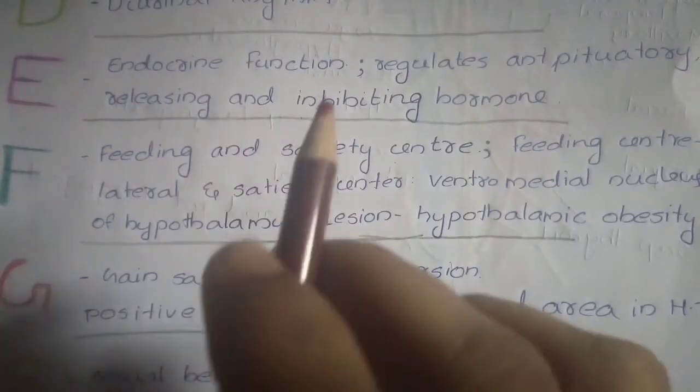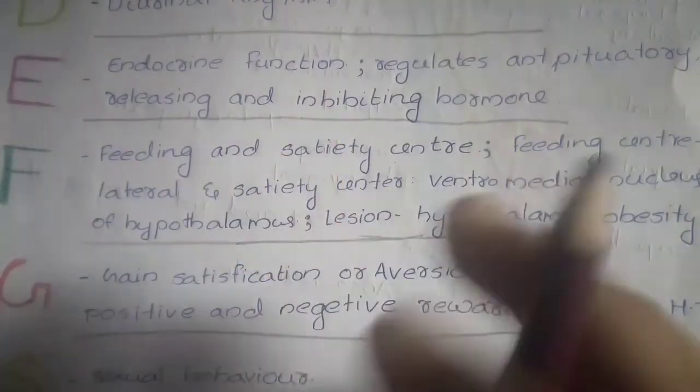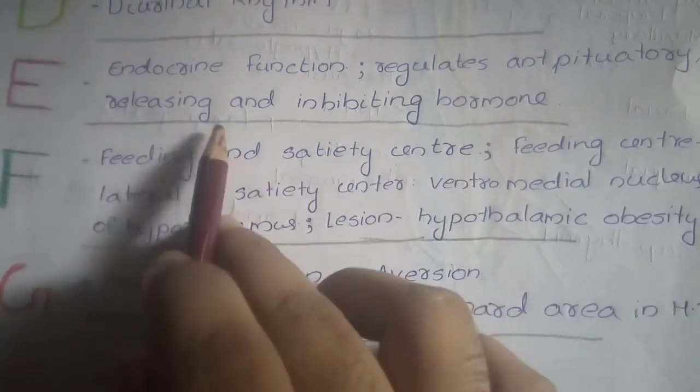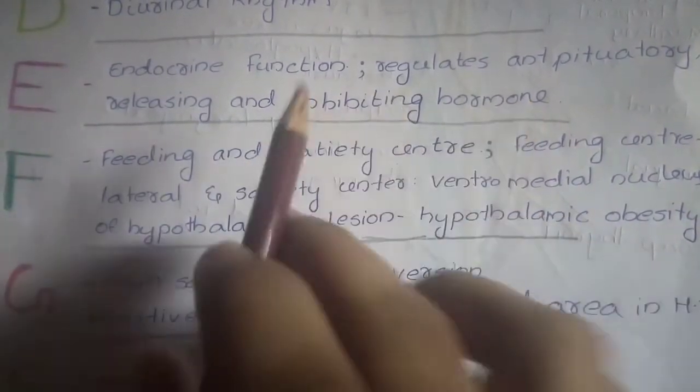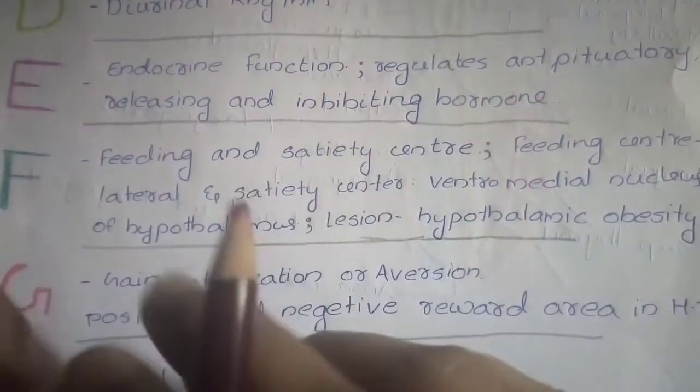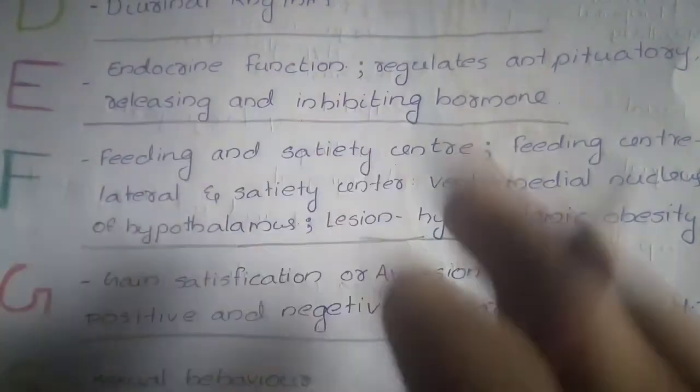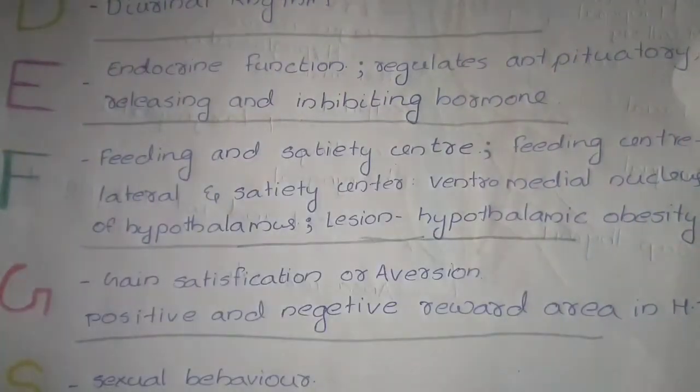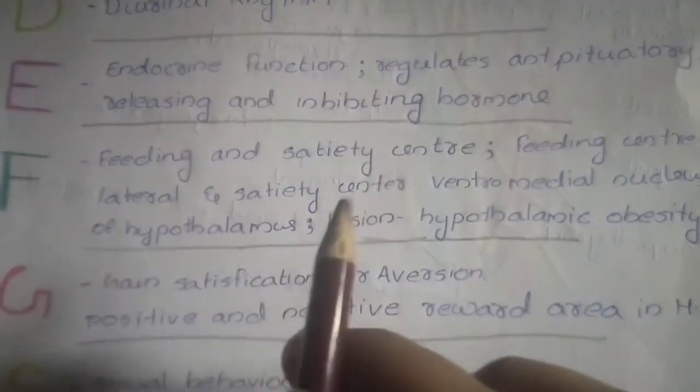The pituitary gland is regulated by the releasing and inhibiting hormones. There are many releasing and inhibiting hormones, like corticotropin releasing hormone, which are produced by the hypothalamus.